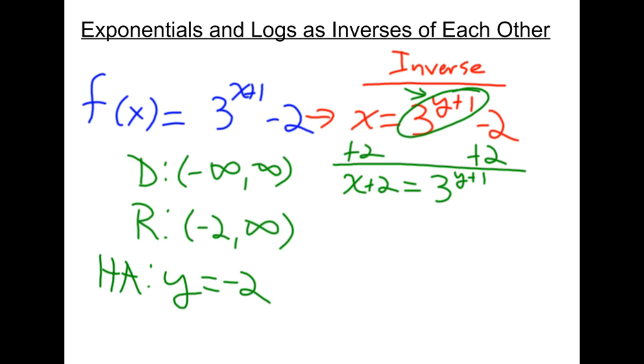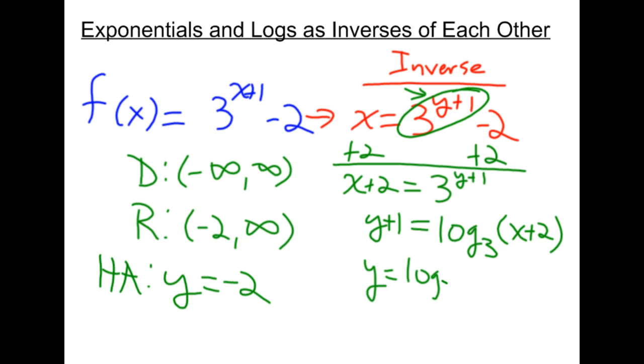Now that I've isolated the exponential, I'm ready to rewrite this in log form. Wouldn't this say log base 3 of the quantity x plus 2 equals y plus 1? And then all I have to do is subtract the 1 across to get y alone. I get y equals log base 3 of x plus 2, and then minus 1. And that's the inverse of the original equation.